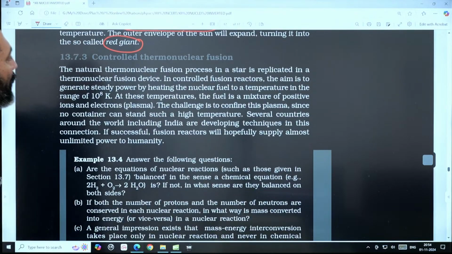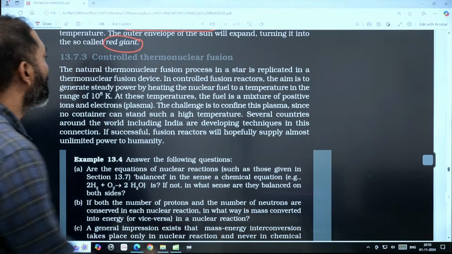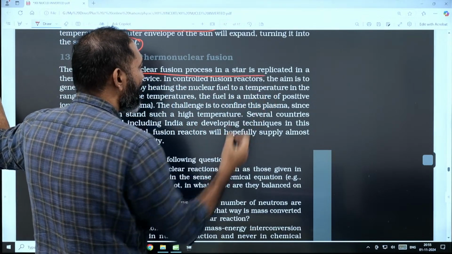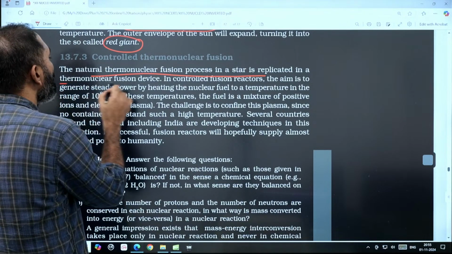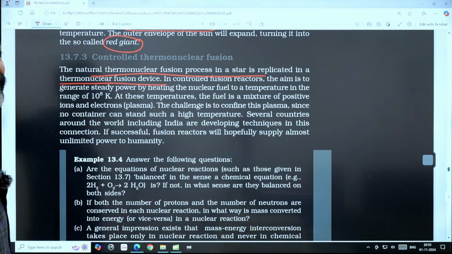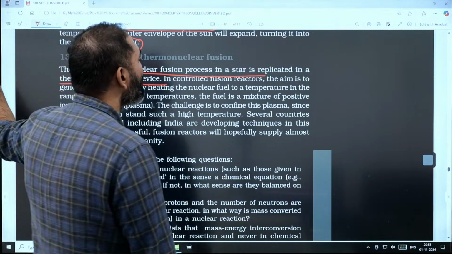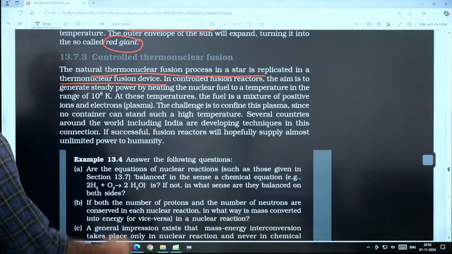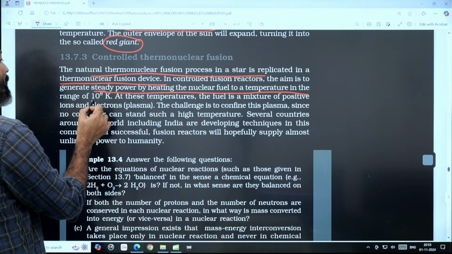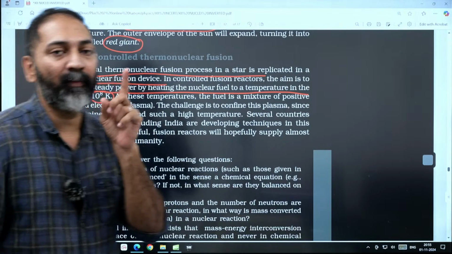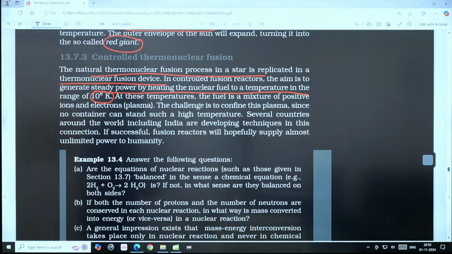Now, controlled thermonuclear fusion. The natural thermonuclear fusion process in a star, which occurs naturally, is replicated, or the same method is copied, in a thermonuclear fusion device. Why thermonuclear fusion? Because fusion requires high temperature to overcome the Coulombic repulsive force. In controlled fusion reactors, the aim is to generate steady power by heating nuclear fuel to a temperature in the range of 10 raised to 8 Kelvin. Why is that much temperature required? Because we have to overcome the proton-proton repulsion.